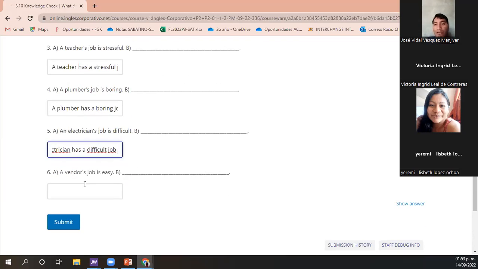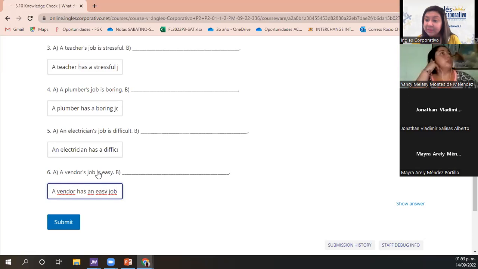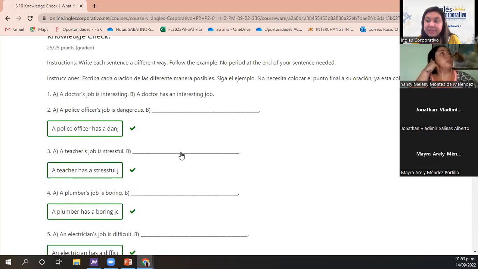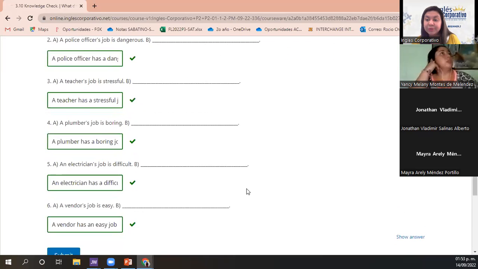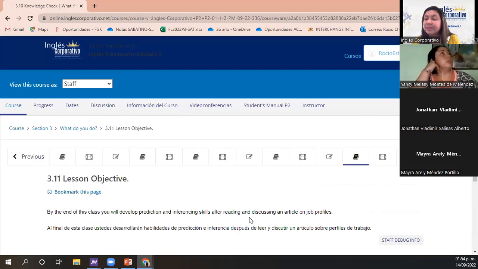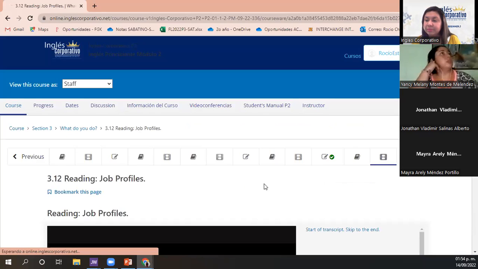Okay. A vendor's job is easy. Okay, a vendor has an, porque an, why porque an? Empieza con vocal. Exactly, because easy is an adjective that starts with a vowel sound, so e, right? An easy job. Okay, now we check and everything is correct. Okay, so you must have it like this. Now, let's go over the midterm.